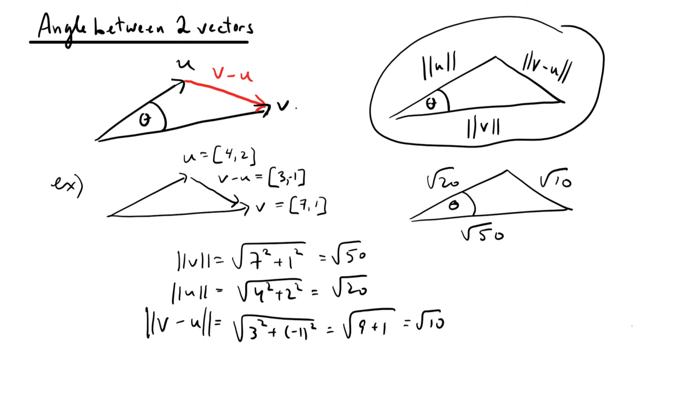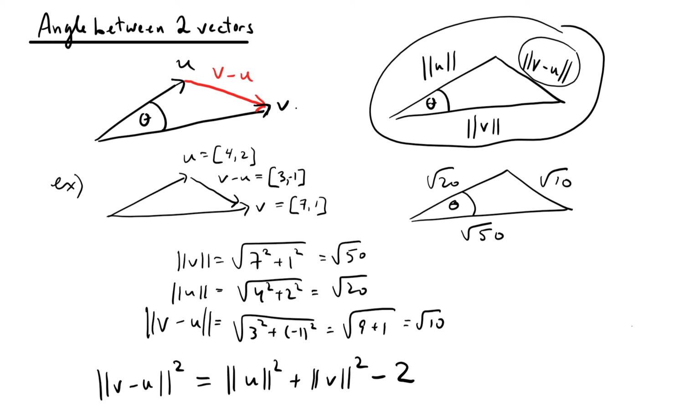Okay, so the side that is opposite to theta is this side. So the law of cosines says that this side squared will be equal to the sum of the squares of the other two sides minus 2 times the product of the other two sides times the cosine of theta. So that's the law of cosines.